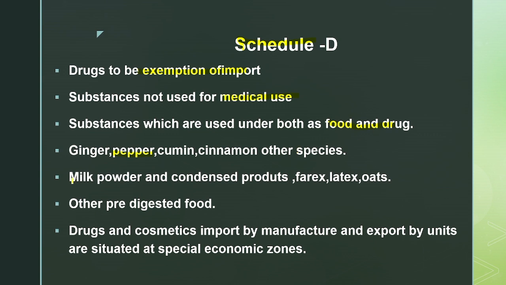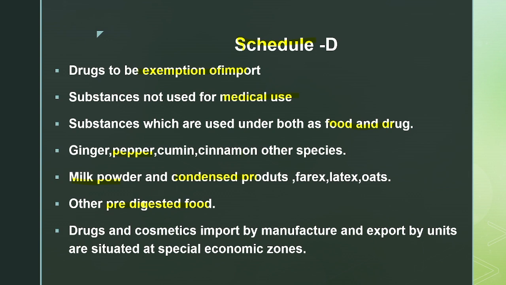And some other substances like milk powder and condensed products, Farex, malt and oats, and some other pre-digested foods. We need to study the different types of these substances which act as food material and also act as a drug for the treatment of any kind of disease.